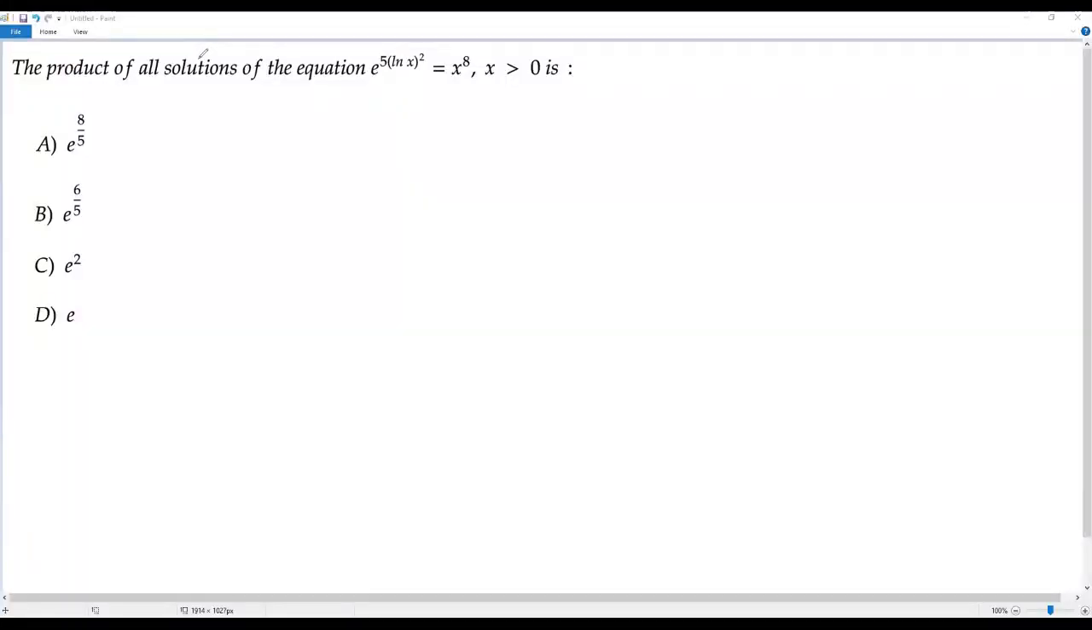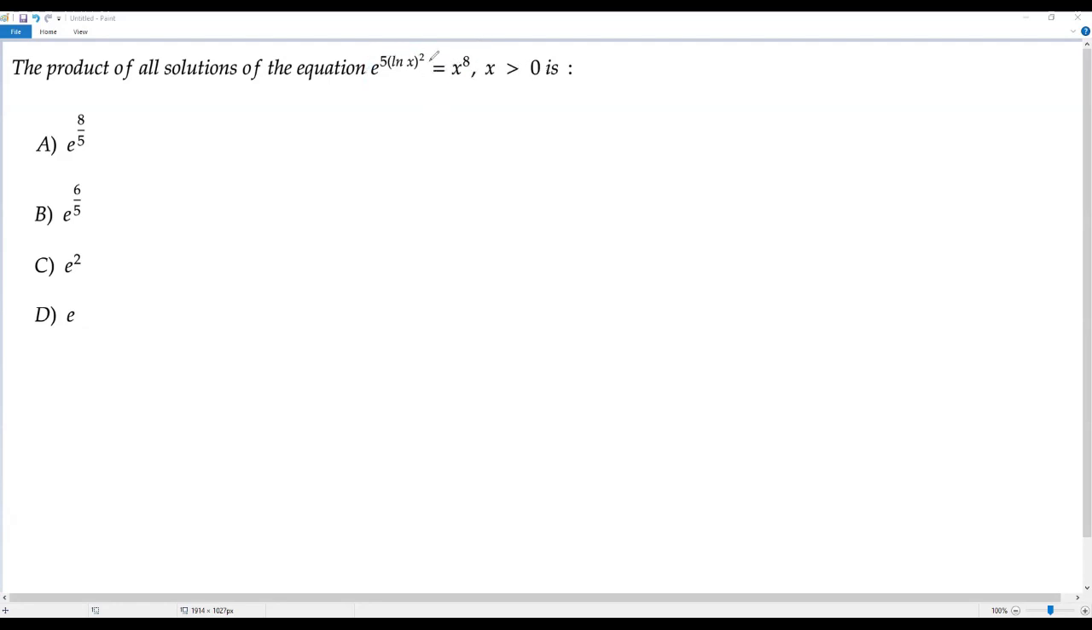Here we have an IIT JEE Main math problem. Okay, let me go over the question. The product of all solutions of the equation (e^(5 ln x))^2 = x^8, where x is greater than 0, is... Okay, what I have to do is solve for x in this equation.